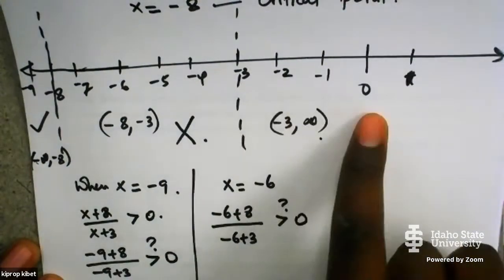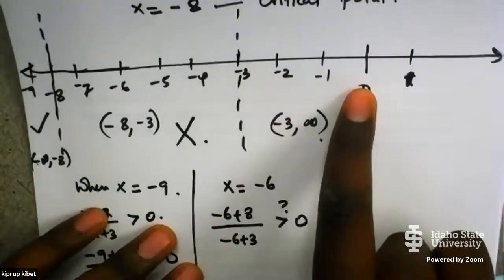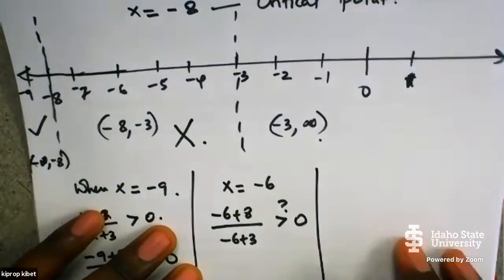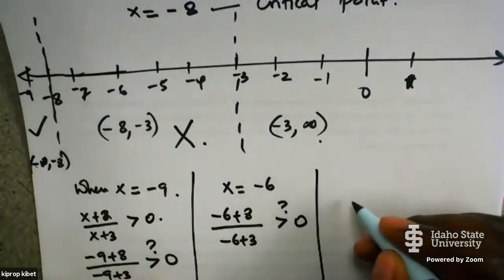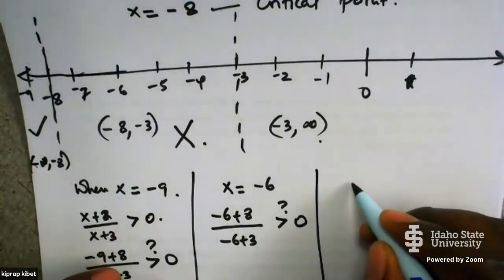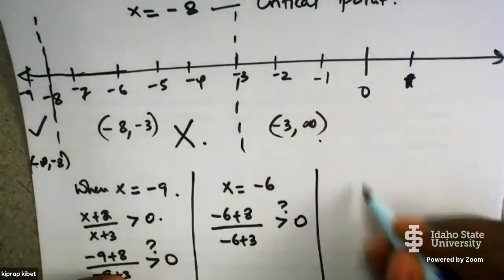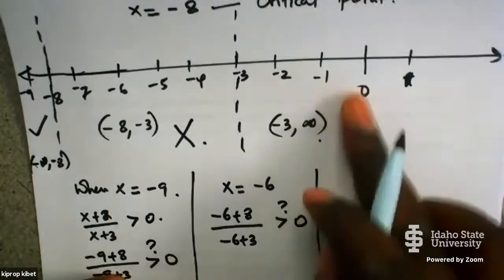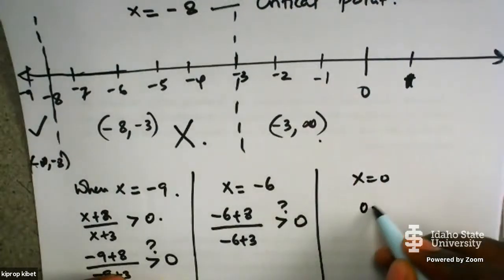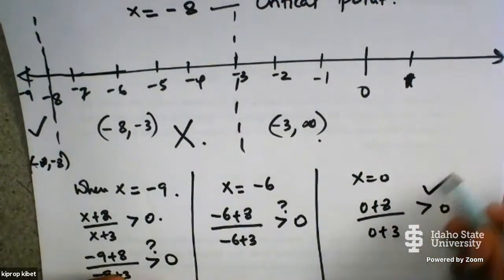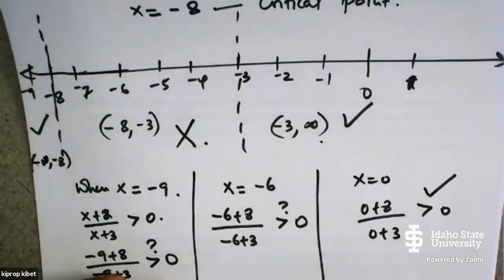Okay, let's come to this one. Don't guess this one in your exam because you might fail. You need to try. So let's take when x equals 0. It will be 0 plus 8 all over 0 plus 3. Is this one greater than 0? Yes. So that region is agreeing.